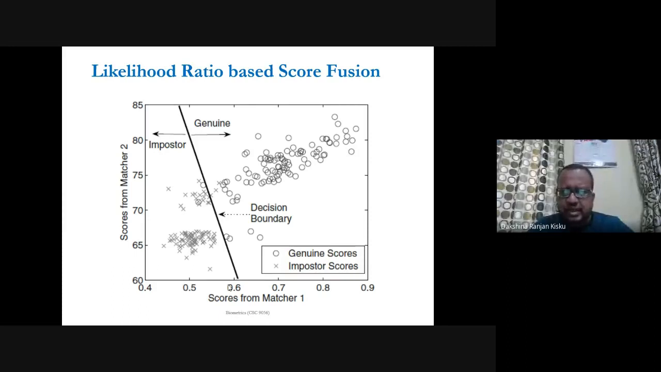We can see some imposter scores which are found in the area of genuine scores, and some genuine scores are also found in the area of imposter scores. So irrespective of the decision boundary, there will be some scores which will be found in the merging area, or in the overlapping area.